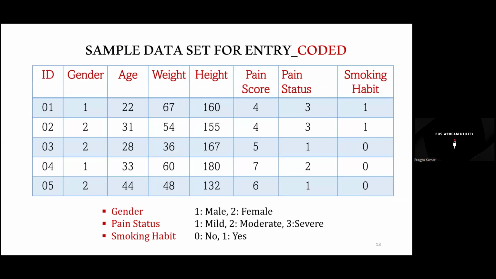If you go back to the concept of variable, age, weight, and height, these are which type of variable? Are they a categorical variable or a continuous variable? Continuous ones. So for continuous, there's no need to code. What do you mean by coding? Coding is you give a number to the trait, right? Because gender is how do you define yourself?